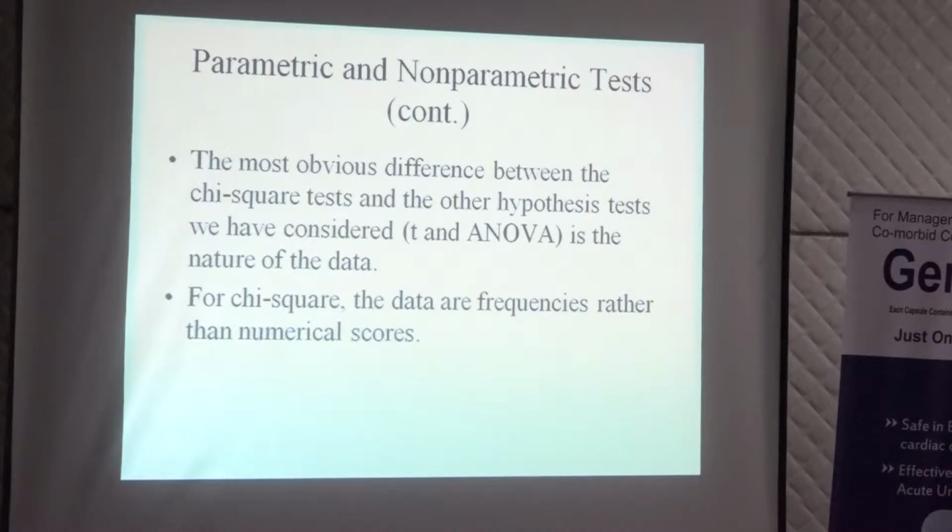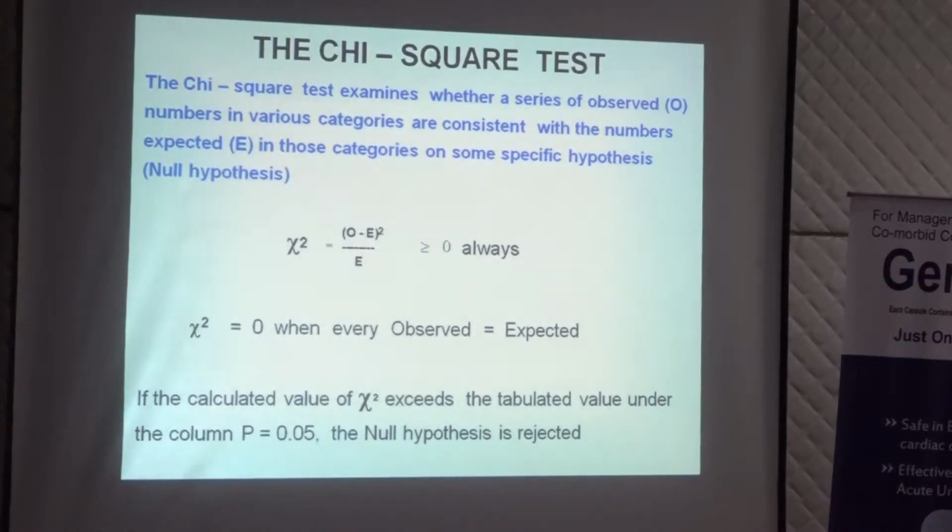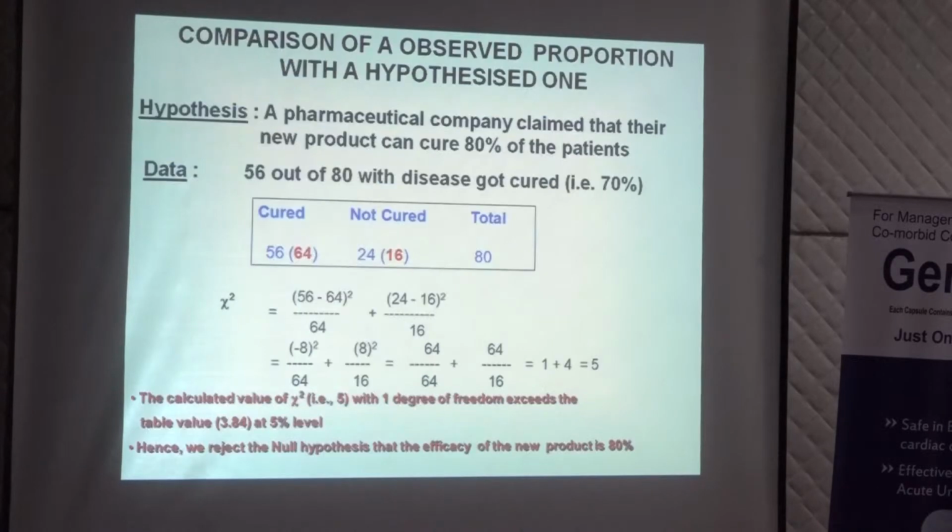Categorical data are frequencies. This is, I think, known to all of you. Chi-square is put there, but this is based on the null hypothesis. A pharmaceutical company claimed that their new product can cure 80% of patients. Data: 56 out of 80 with the disease got cured.